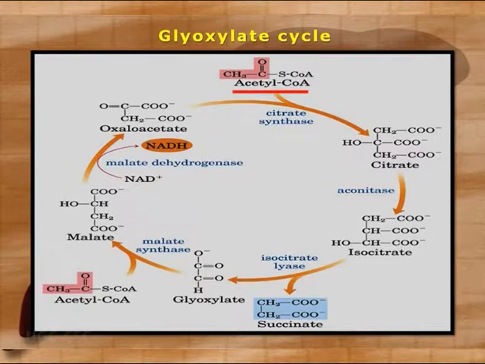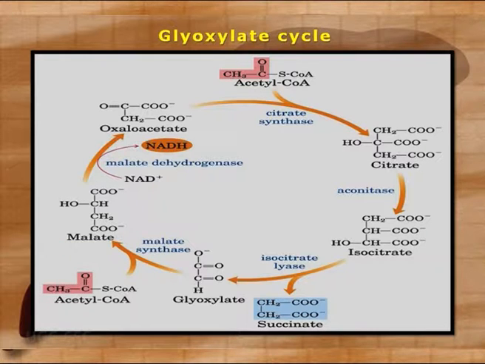What happens in the glyoxylate cycle? One molecule of acetyl-CoA combines with one molecule of oxaloacetate to form one molecule of citrate, just as in the TCA cycle. Then the citrate is converted to isocitrate by the same mechanism. Now this isocitrate is broken down into one molecule of succinate and one molecule of glyoxylate by a new enzyme called isocitrate lyase. The succinate produced can be utilized as a precursor for biosynthetic pathways, and the glyoxylate combines with another molecule of acetyl-CoA and forms malate.